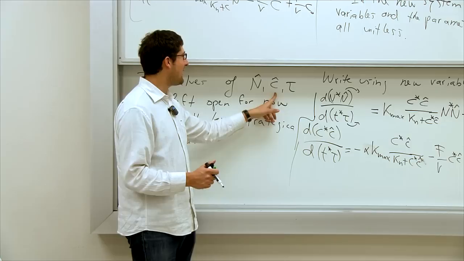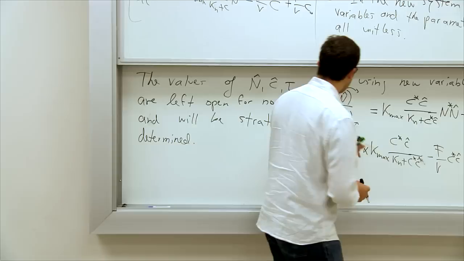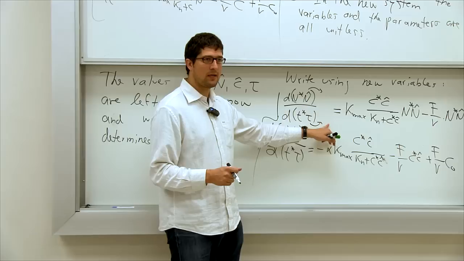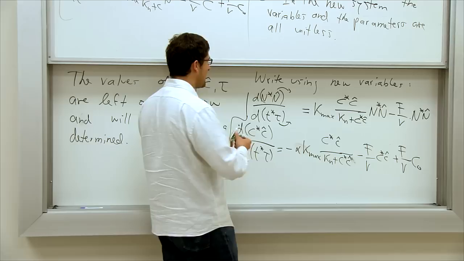So now we're going to rewrite this and find values for these so that it becomes as simple as possible. All right? The first thing I'm going to do is multiply on both sides by tau here. Notice that there is an n hat here, n hat here, and n hat here. So I can actually cancel out my n hat.